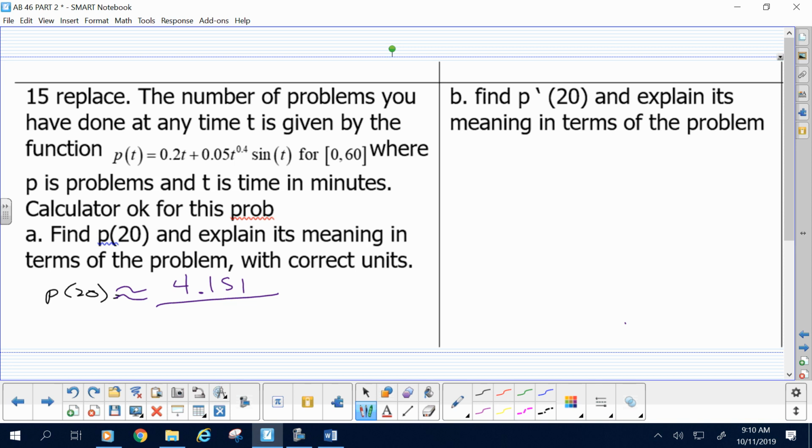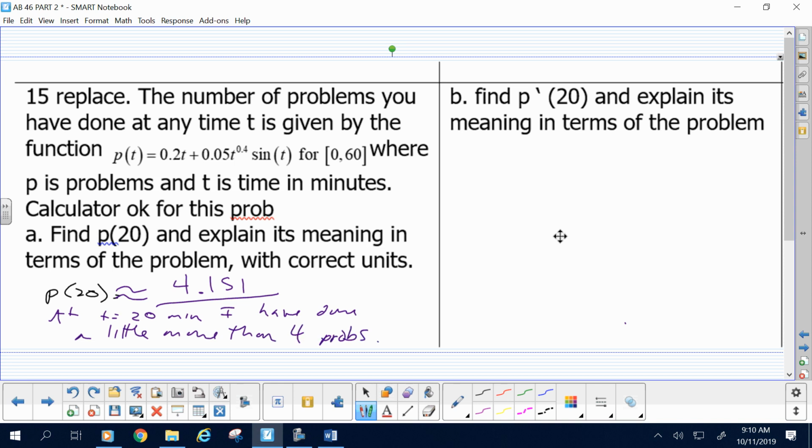Interpreting this, please. P represents at a certain time how many problems you have done. All right? So you would say at time equal 20 minutes, I have done a little more than 4 problems. Yeah? Do you agree? You with me?